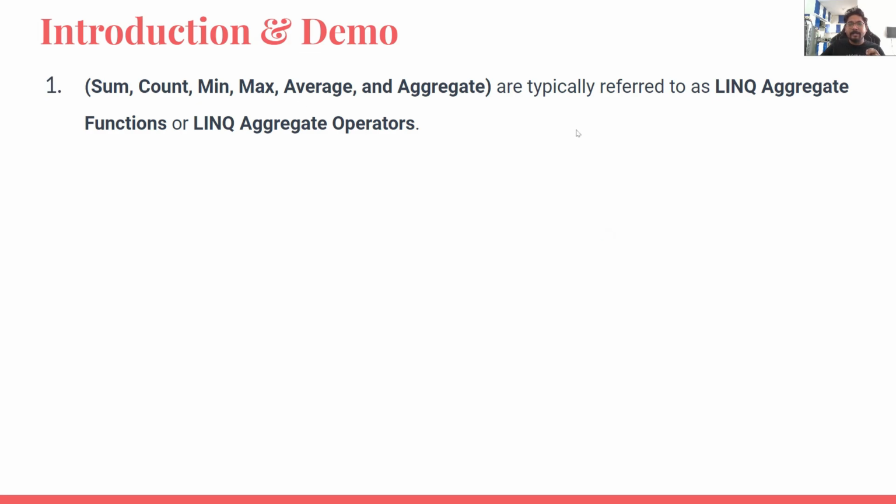So let's get started. First thing, I used a term called LINQ aggregate functions. What are they? Sum, count, min, max, average, aggregate. All these functions or methods are known as LINQ aggregate functions or LINQ aggregate operators. Okay, sum, count, min, max, average, aggregate. Now, in this, we are going to learn the .count method.